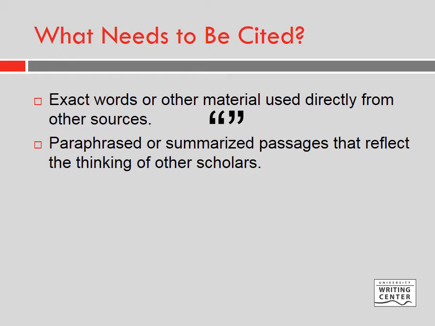Next, any paraphrased or summarized passages, ideas, or concepts of other scholars should be cited. Paraphrasing and summarizing means that you are translating someone else's ideas into your own words. We have a handout on paraphrasing, summarizing, and quoting on our website if you would like to dive deeper into the concept. We also discuss more about citing paraphrases and summaries in the APA in-text citation video.